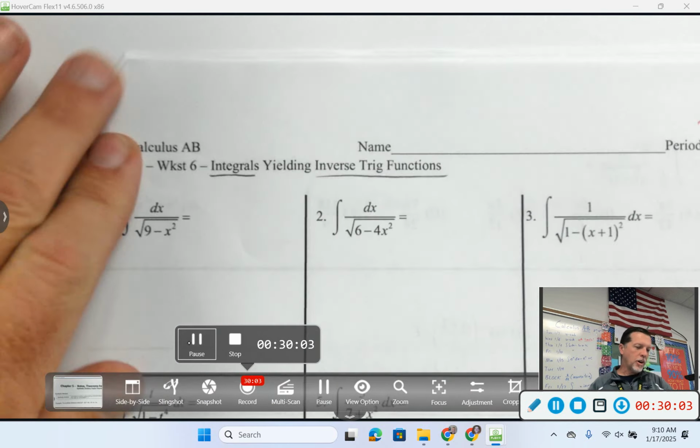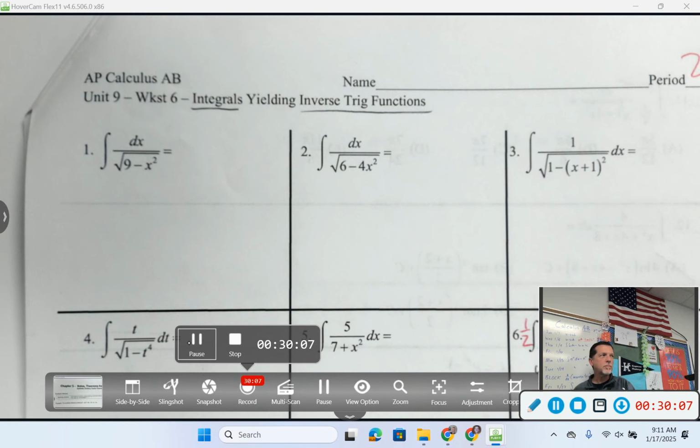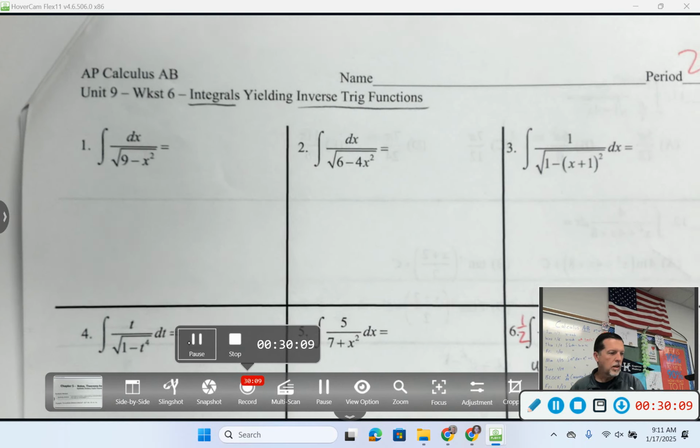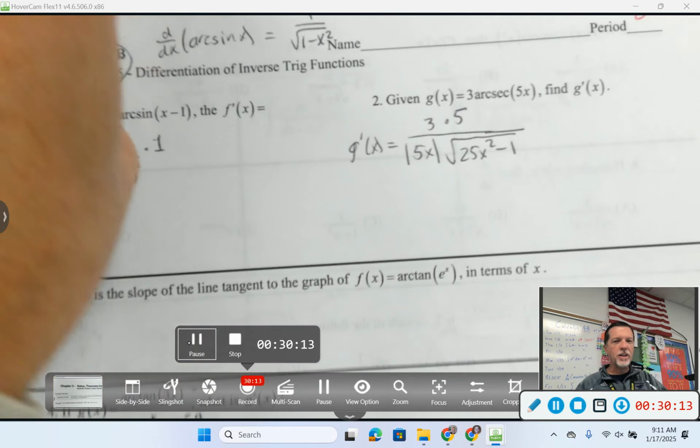Rewind. Worksheet 6, all your answers are either arcsine or arctangent. From worksheet 5, number 6 on worksheet 5. Oh, it's so ugly, but yes, I can.